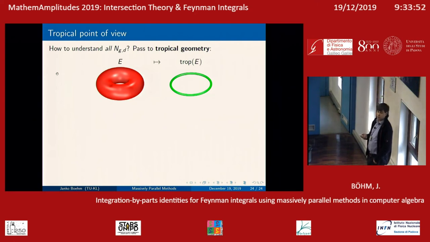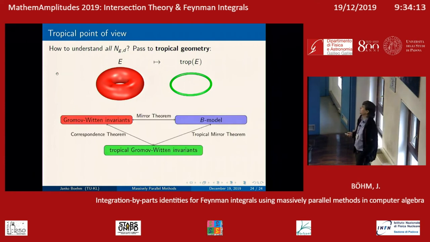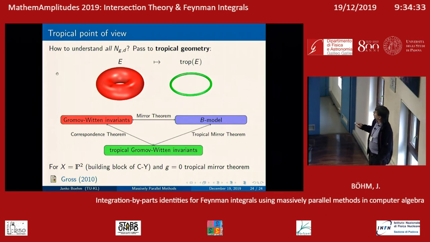And to understand that, we passed through tropical geometry. So this is this combinatorial version of algebraic geometry, which essentially, if you think of an elliptic curve, in the differential point of view, it's just a torus, right? And what you do is you shrink that to a circle in tropical geometry. So a tropical elliptic curve is just a circle. And then you can take a detour, or rather probably a shortcut, through tropical geometry. So you have also tropical Gromov-Witten invariants. You have a correspondence theorem, which tells you that these two kinds of invariants are equal. And these B-model integrals, they relate very nicely to the tropical picture.